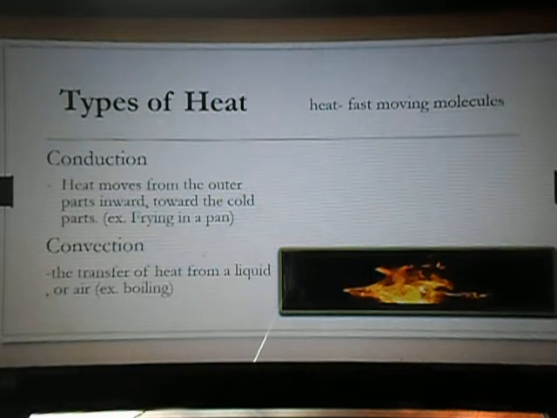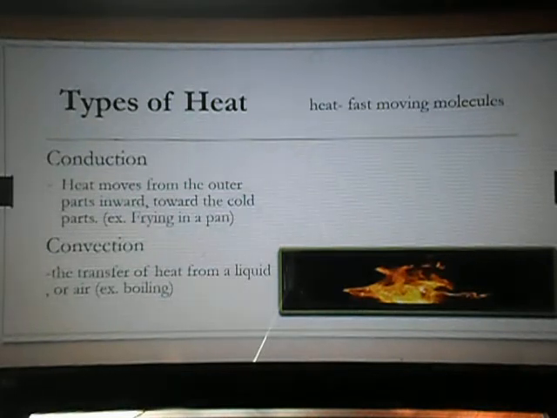So first two types of heat, conduction and convection. Conduction is basically heat hitting the food, and the heat is moving from the outer part of the food towards the middle part of the food, where it's the coldest. Some examples of that is frying in the pan. Really, any form of cooking is going to be conduction because it's going to cook from the outside in.